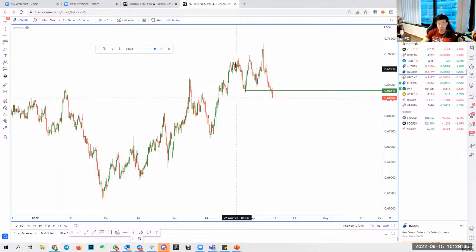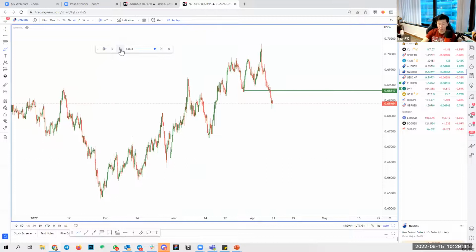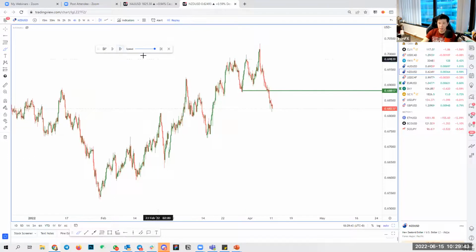You can see that price bounces up nicely. It's a pretty significant bounce. Price is now breaking it, breaking down, down, down. Man, the people who are long over here are being taken for one hell of a ride, right?